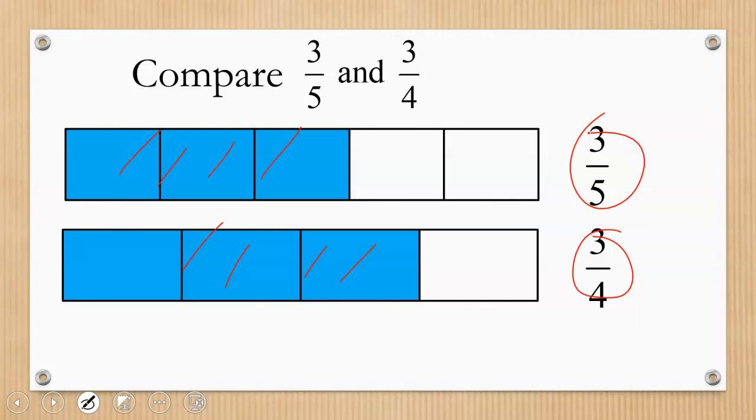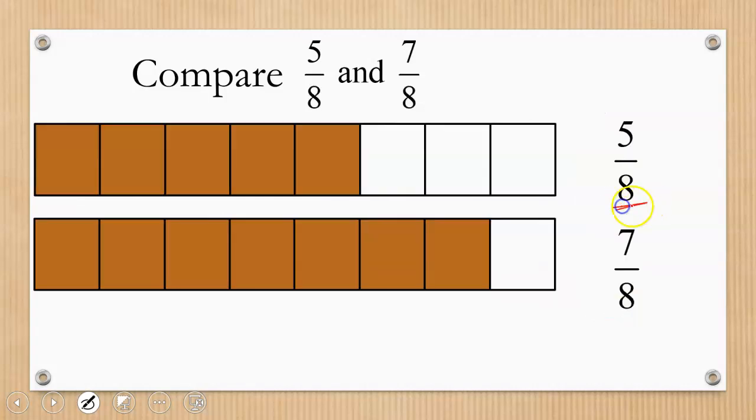And so what we are saying is that if the numerators are the same, the one with the least denominator becomes the biggest fraction. The other way around, if the denominators are the same, the one with the biggest numerator becomes the biggest or the largest. So take note of that. Here you can see that I have the same length, and I've divided the first one into 8 and shaded 5. The second is divided into 8, and I've shaded 7. So obviously the one with the biggest numerator is the greatest. You're going to use this idea to handle questions.